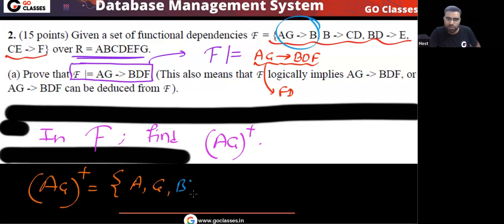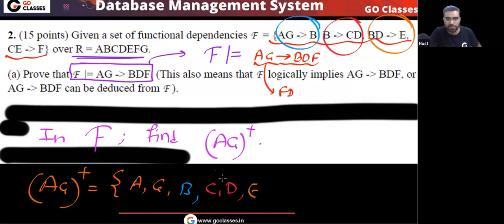AG can give you B also. What else can AG give you? B itself can give you CD. Okay, this BD can give you E also. So you can see that BD can give you E also.